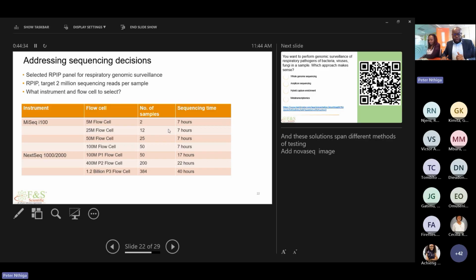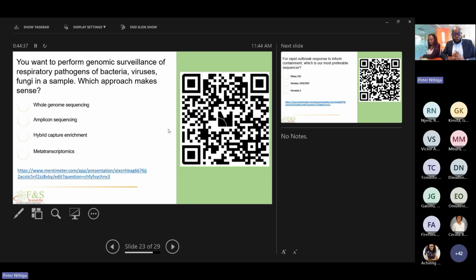Again, at this point, let's have a quick interactive question. You want to perform genomic surveillance of respiratory pathogens, maybe bacteria, viruses, fungi in a sample. Which approach makes sense for you? Is it a whole genome sequencing approach, for example? Is it an amplicon sequencing approach? Is it a hybrid capture enrichment approach, where you're targeting multiple pathogens at once? Is it a metatranscriptomics approach? Feel free to quickly drop your response in the chat.